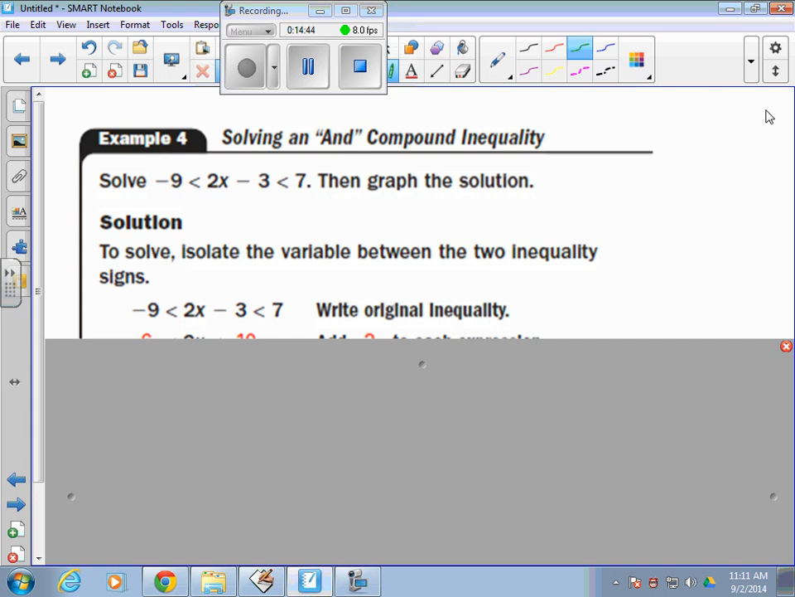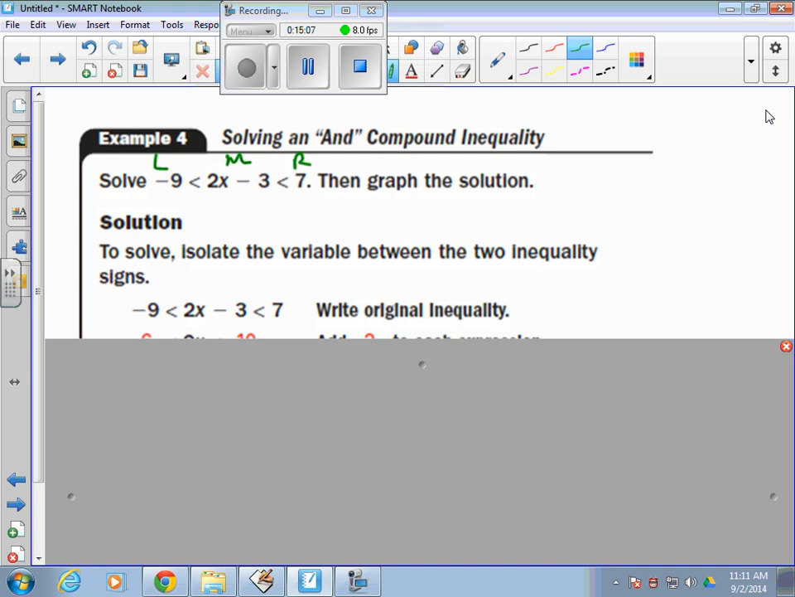Number 4 starts talking about compound inequalities, an "and" inequality. It says solve negative 9 is less than 2x minus 3 is less than 7. Then graph the solution. Okay, now you don't have a left side and a right side of this problem anymore. Now you have a left side, a middle, and a right side. Anything you do to the middle, you have to do to the left side and the right side.